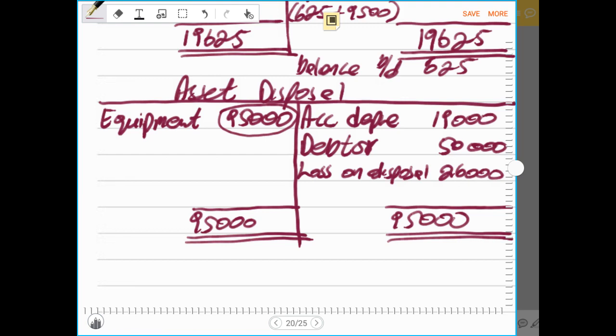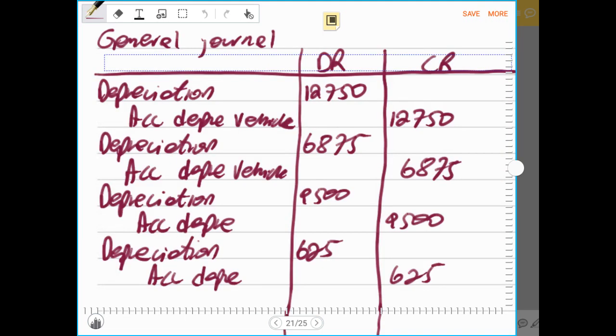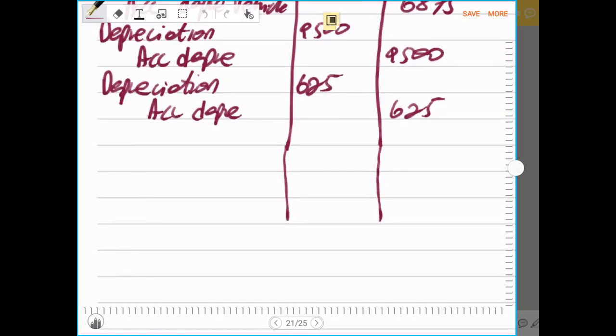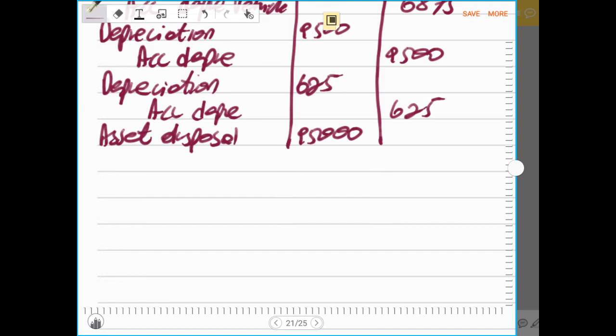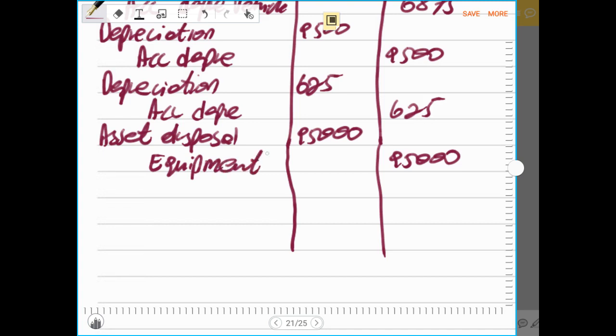I credit equipment because our equipments are assets. So whenever we sell our assets, they are decreasing, and they are decreasing on the credit side because it's an asset decrease on the credit side. So now I debit my asset disposal by an amount of 95,000 rands as it appears in the ledger account. Then after I credit equipment by 95,000 rands because our equipments are decreasing or going down by 95,000 rands.